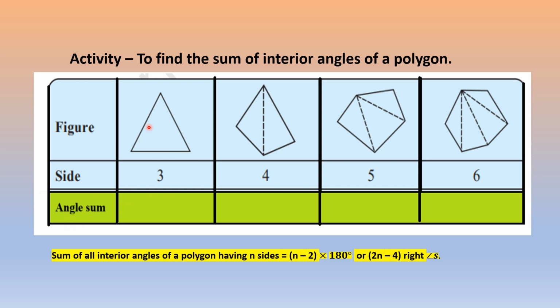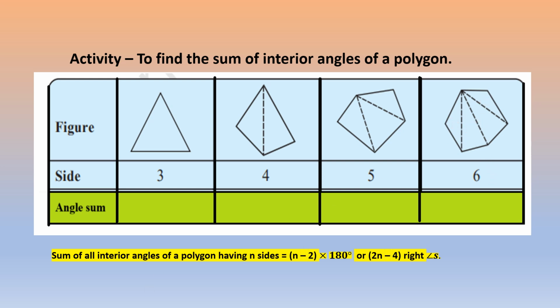So here, if you see in a triangle, we have seen that the sum of all the angles is 180 degrees. Okay, so in a quadrilateral also, what we did, we divided it into two triangles. Next, I have taken a polygon which has 5 sides, and here I have divided this pentagon into 3 triangles. So 1, 2 and 3. And for a polygon which has 6 sides, here I have divided it into 4 triangles.